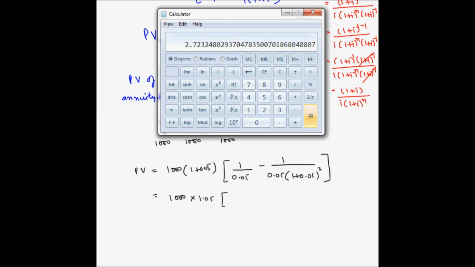So this is equal to 2.723. Let me first note this down. So this is 2.723. Now we have to multiply this by 1.05 and 1000. So 1.05 into 1000. So this is equal to 2859.4 rupees. Now this is exactly the same answer that we had gotten by calculating PV1, PV2, PV3 and adding that up to find the present value.